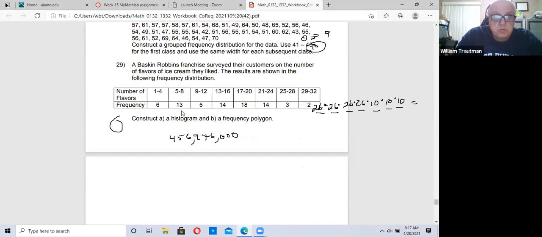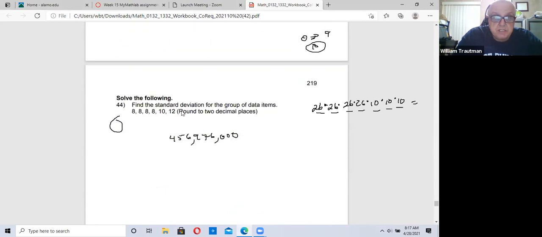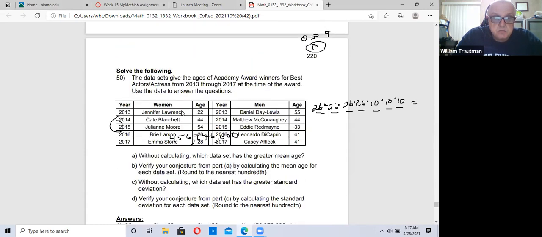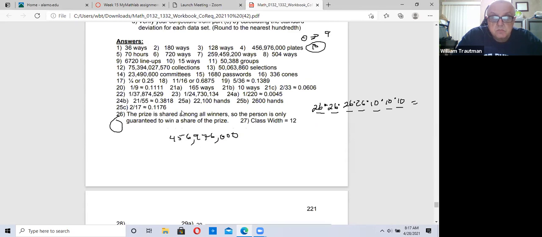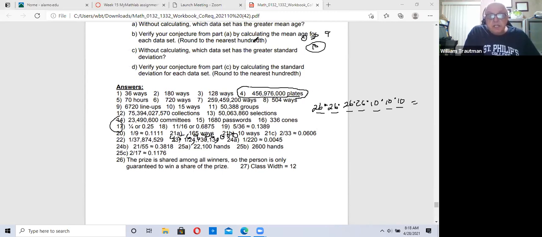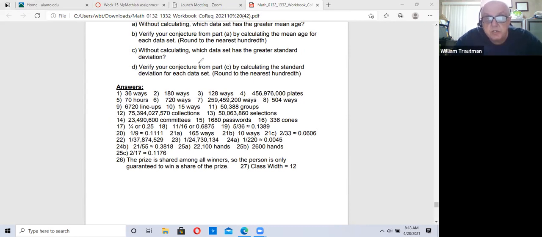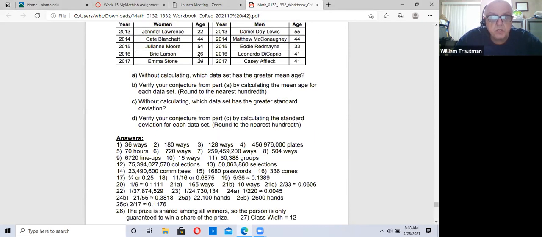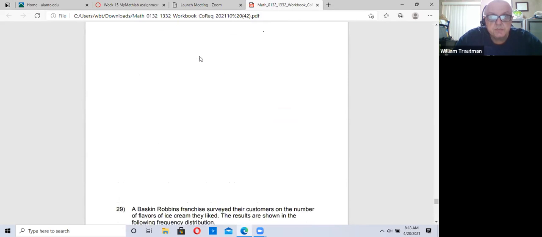By the way, if you go down to the very end of this, you can see the answers. And there's the answer for number 4. So you can see the answers to all of these that we do. They're at the bottom of the review sheet.